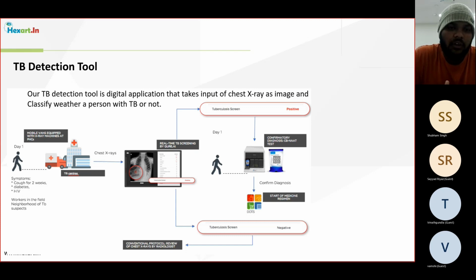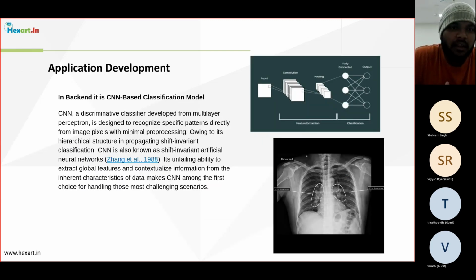Our TB detection tool is a digital application that takes a chest X-ray image as input and classifies whether the person has TB or not. In the backend, it is a CNN classification model. We also know that CNN is a popular deep learning approach, and it is a popular tool used in machine learning.